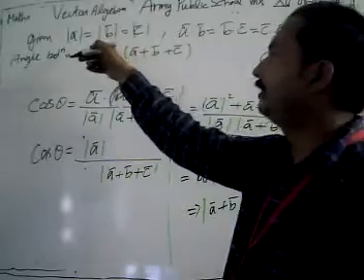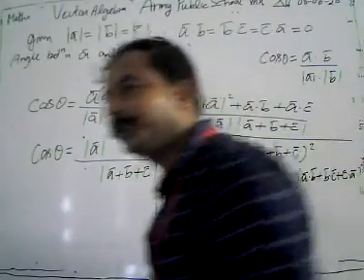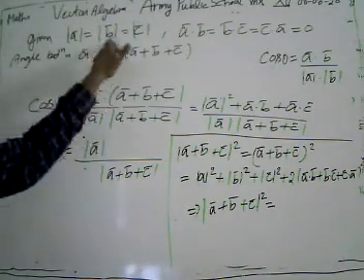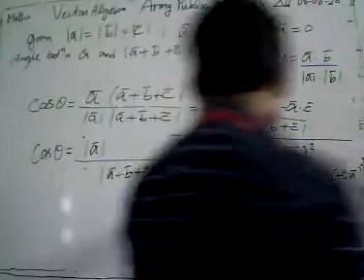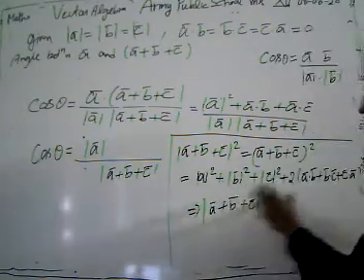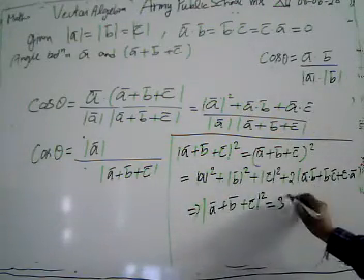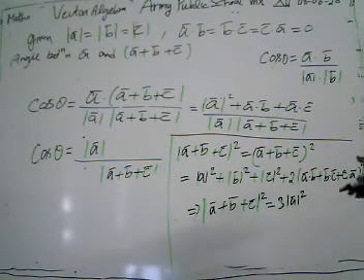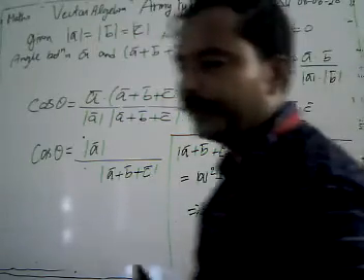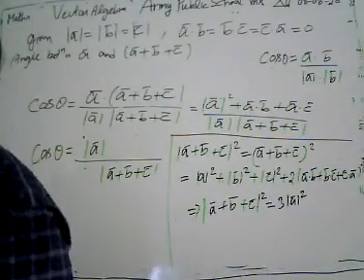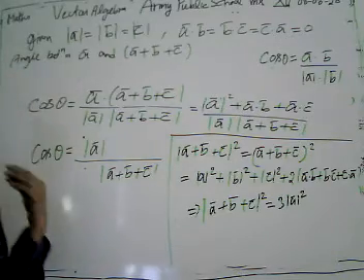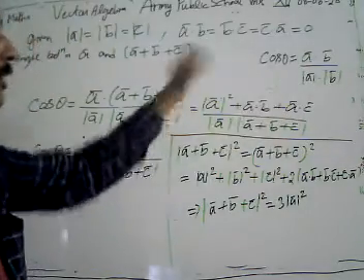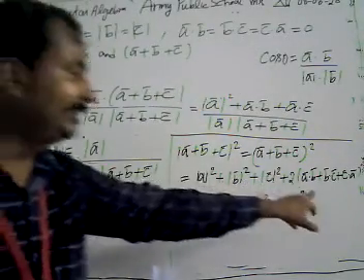Since all these three vectors are of equal magnitude, we put A at the place of B, C, and then we get A square plus A square plus A square. We get 3 times magnitude of A square. And look, A dot B, B dot C plus C dot A. What are the values of A dot B, B dot C, C dot A? It's given early in the question that these vectors are mutually perpendicular to each other. That means A dot B, B dot C and C dot A are all 0.